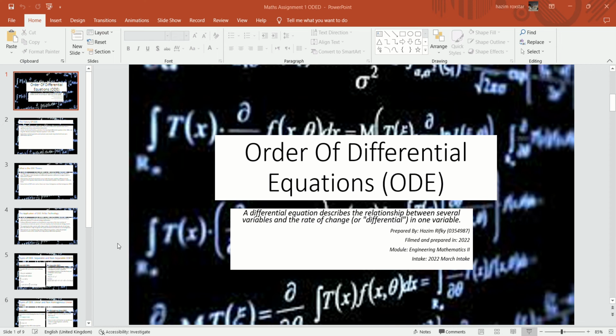For example, this is a homogeneous linear ODE since R(x) equals 0, while over here, if R(x) isn't equal to 0, for example 1, then we might need a so-called integrating factor, which we then use to multiply with the entire equation.